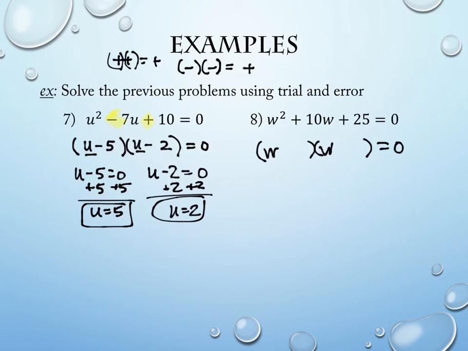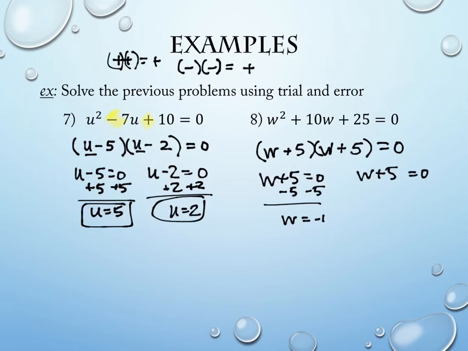Well, that means my signs here have to be positive too. Two positives give me a positive 25 at the end. Two positives added together give me a positive 10 in the middle. And then once again, like I did with the AC method, I need two numbers that multiply to 25 and add to 10. And those are, of course, 5 and 5. So we have each value set equal to 0. They are the same, so if you want to stop writing one of them, you most certainly can. And my W is equal to negative 5.